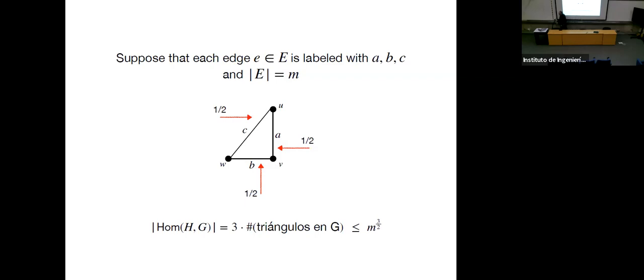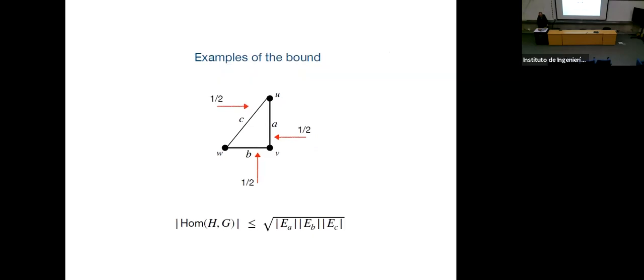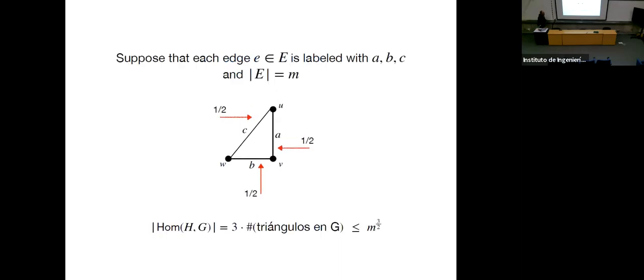Then we go back to the inequality. So this is M squared, M cubed, M to the 3 half. I've never learned arithmetic in English, so I don't know how to say it. M to the 3 half. And since it is 3 times the number of triangles, the number of triangles will be at most M to the 3 half. Do you believe me?